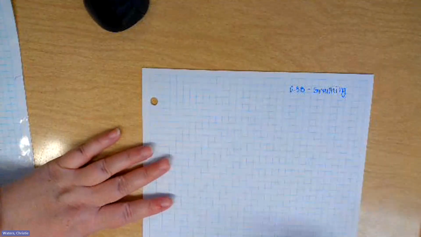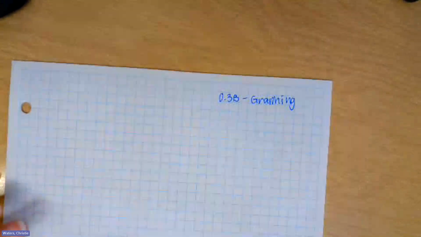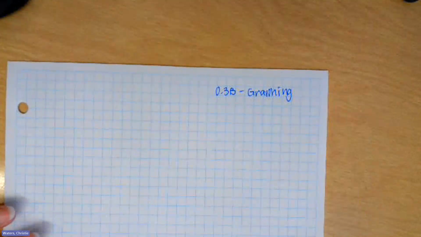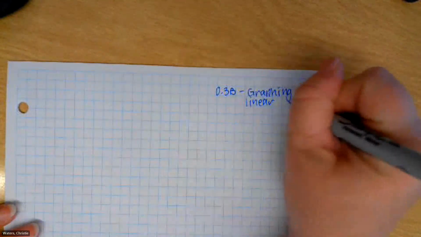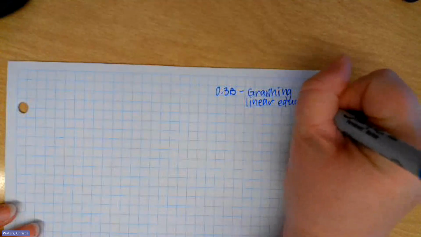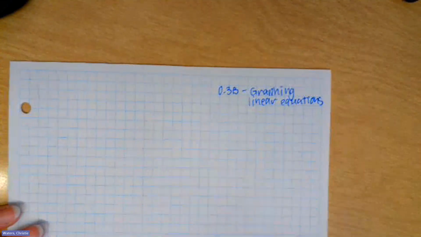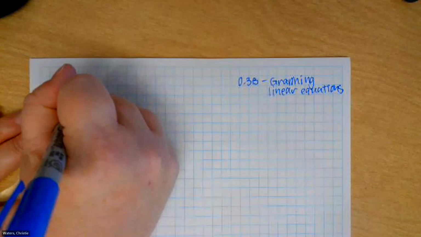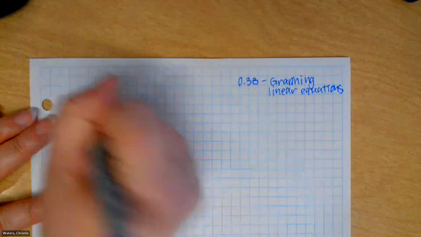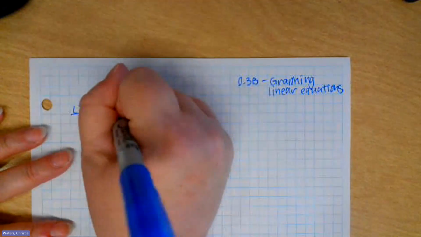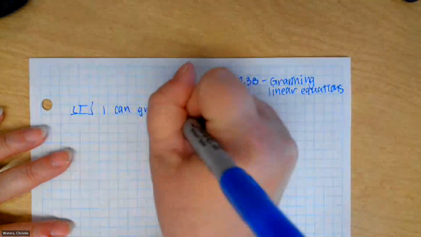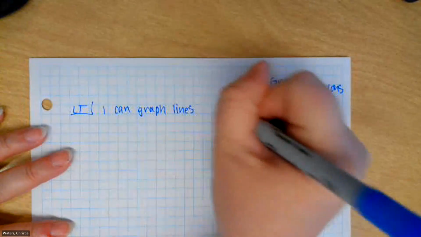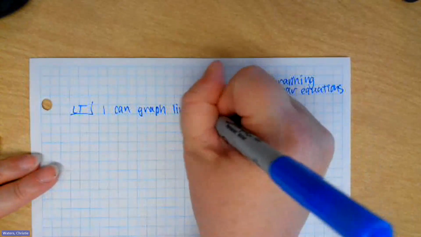All right, hello. So we are working on the 0.3b assignment today. We are graphing linear equations, which we've been doing, but the difference is today we're graphing from point slope form. So our learning target is I can graph lines from point slope form.